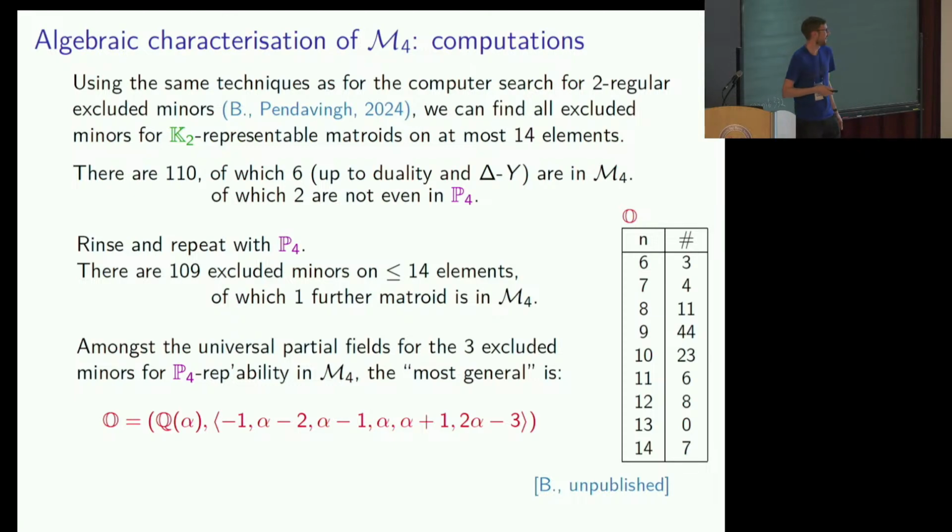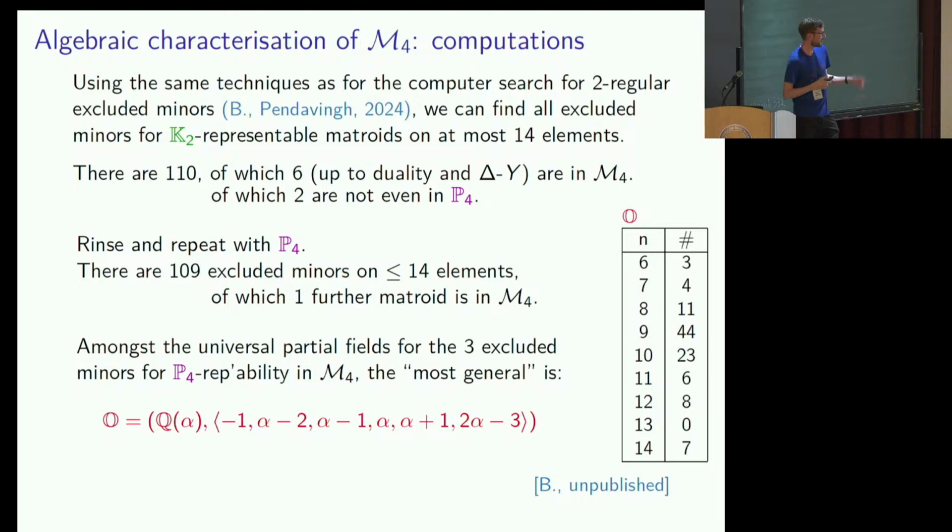So for P4, it was, I would say, a compelling conjecture as to a partial field to characterize representability over all fields of size at least 4. You need to be able to map this alpha to something that you can add 1 to, or subtract 1 to, or subtract 2 to, and get something that's non-zero.